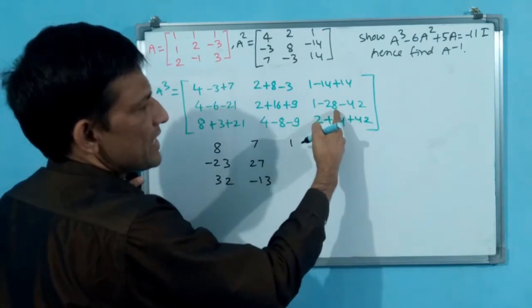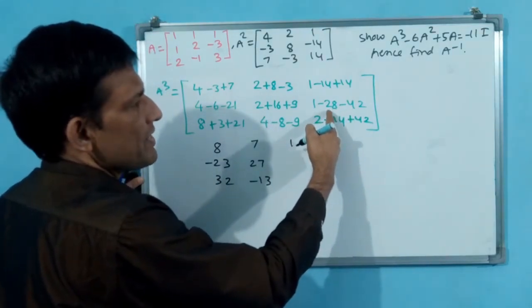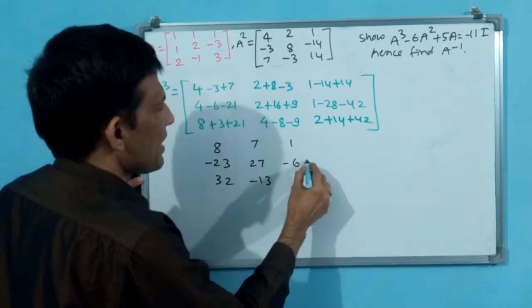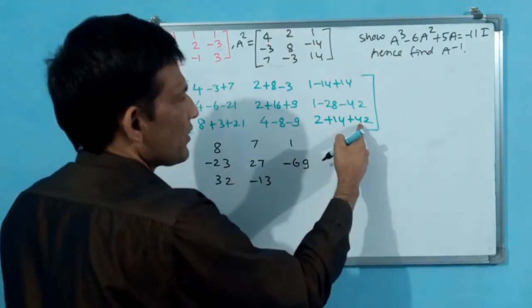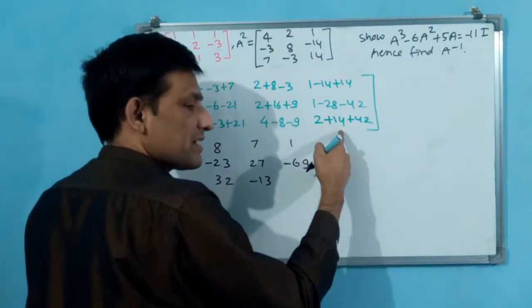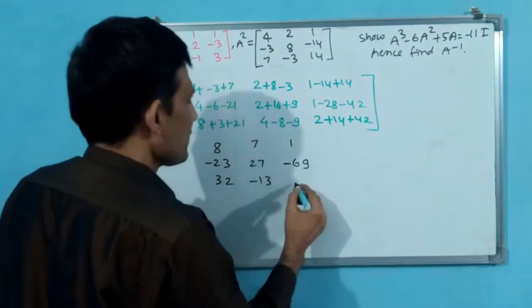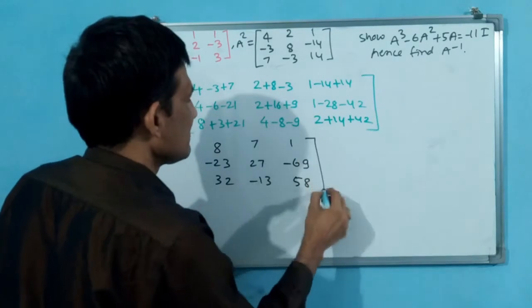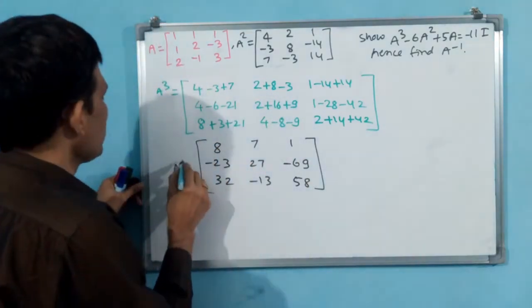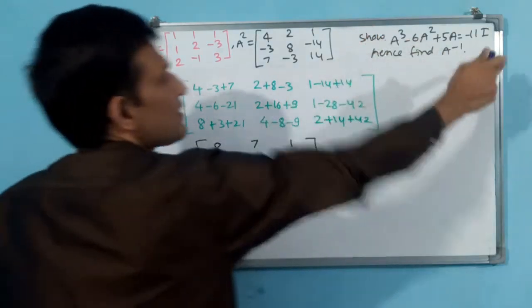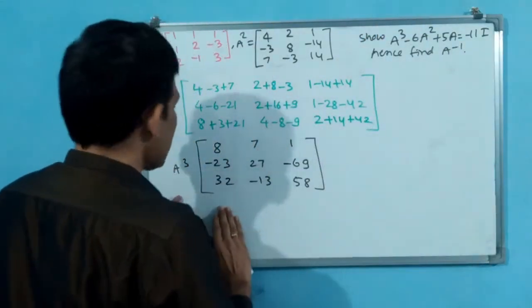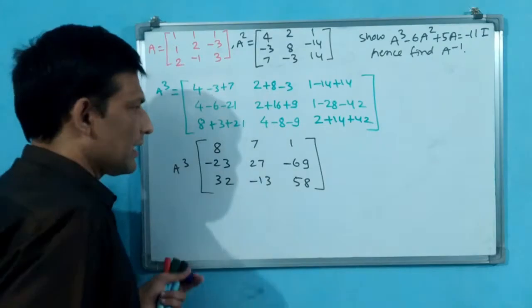See, 42 plus 8, 50, 20, 70. 70 minus 1, 69, minus 69. Okay. Now here, 42 plus 4, 46 plus 10, 56, 58. Okay. See, this will be a cube. What I am doing, you see, I am writing this formula here, rubbing this, again writing a cube here. Okay, like that you have to follow.